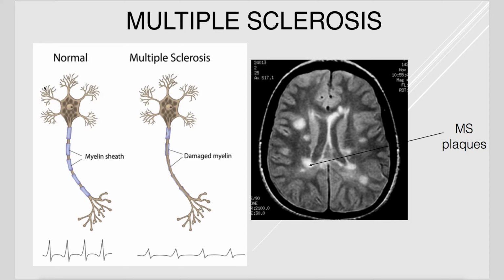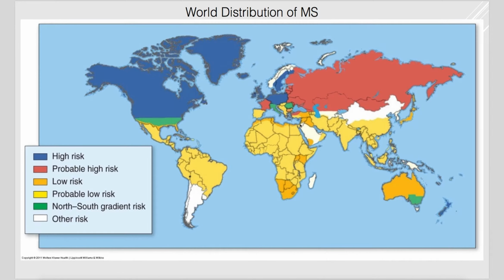So again, over here we have a normal neuron with normal myelin sheath. In MS, you have damaged myelin, so you have these slower action potential conductions. And then over here is an MRI where you can see these places of demyelination. These are called plaques. And I showed this worldwide distribution of MS. Clearly, North America is affected for probably a number of reasons.